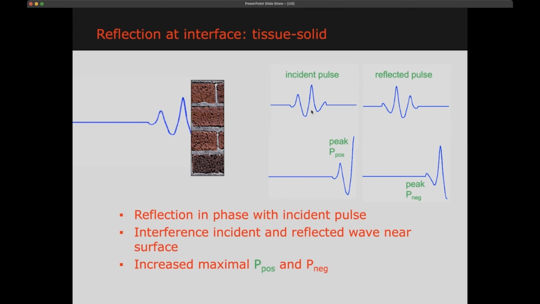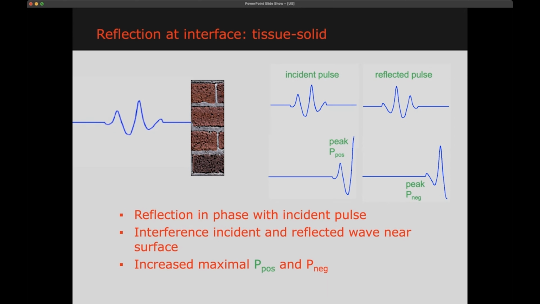Always keep in mind that acoustic waves are very often not fully symmetrical. So you have a higher pressure and a lower pressure. What happens here is that at this boundary, you get a very increased, almost double peak positive pressure at some point because of this incident and reflected wave which start to interact.